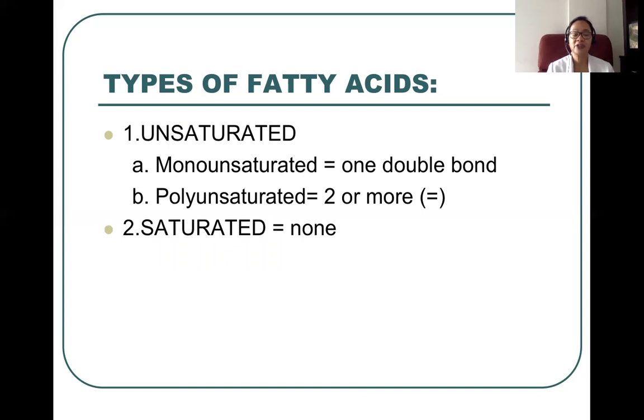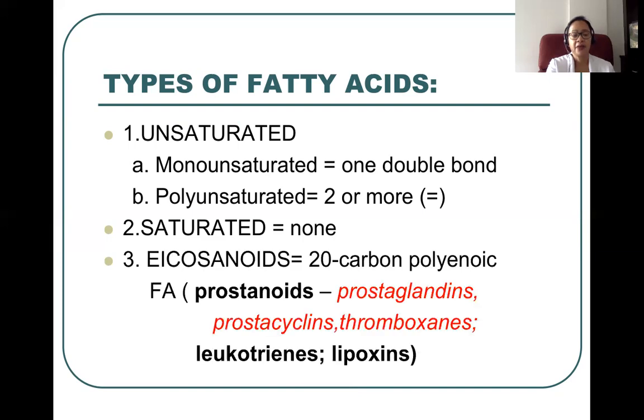When you say unsaturated, there is presence of a double bond. If there is one double bond present, it's monounsaturated. If there are two or more, then you call it polyunsaturated. But if the carbon molecules are fully saturated with hydrogen molecules and there's absence of double bond, then you are dealing with a saturated fatty acid. There is a third type of fatty acid, okay, in the group of eicosanoids containing 20 carbons.